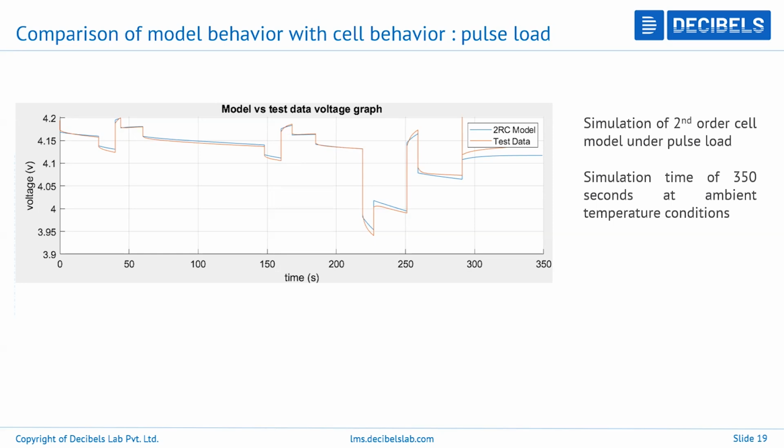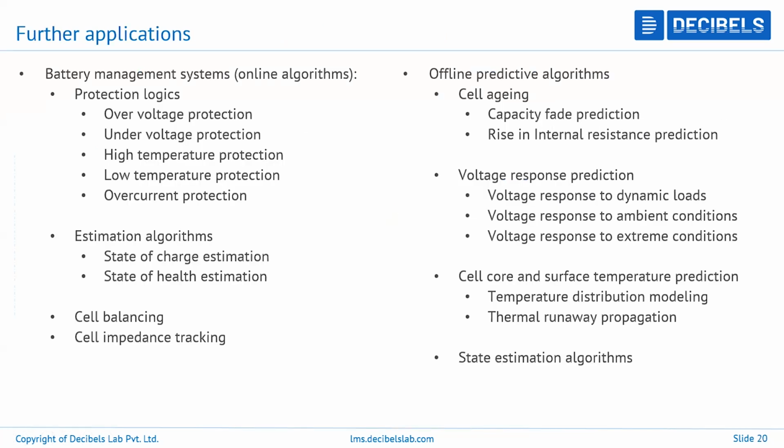Okay. So along with the cell model that we have here, which is the second order cell model, we are able to also go for further applications such as developing battery management system algorithms, such as protection logics, estimation algorithms, cell balancing, impedance tracking. So these are all ways in which you can utilize the estimated cell parameters for further applications and development.